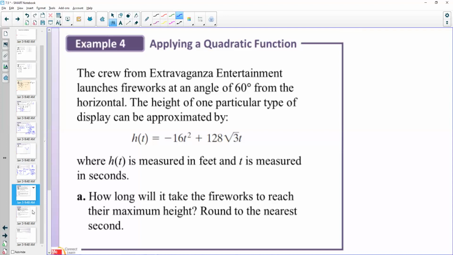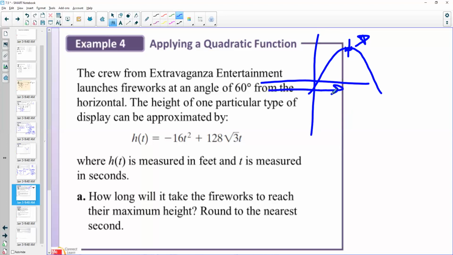Well, let's think about that. The maximum height, think about what happens with the firework. They're going to shoot it off, it's going to go up, and then it's going to come down. The maximum height is the vertex of the parabola. Okay, I want to be right here. So I need to find the vertex. If we think about our graph, wherever this vertex is, the amount of time going by is this way. This is the height, right? So think about which coordinate it's going to be.